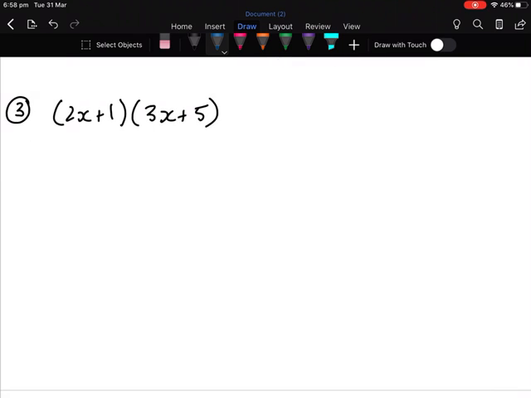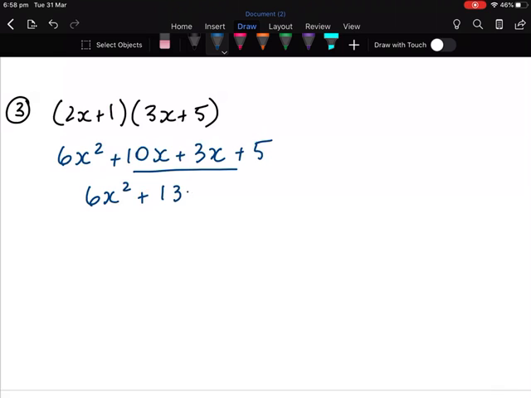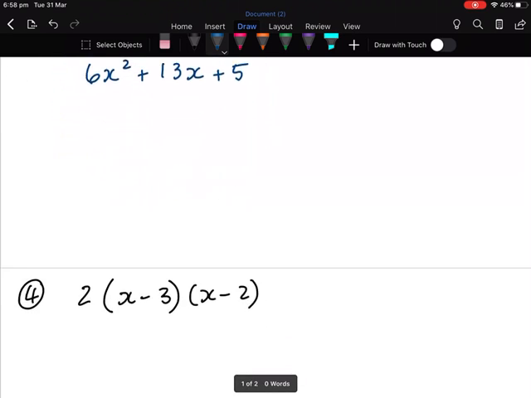Next one. This is the same, except now we've got a coefficient in front of the x. So we've got 2x times 3x, which is 6x squared. Then we've got 2x times 5, which is 10x. 1 times 3x, which is 3x. And 1 times 5, which is 5. Again, we've still got like terms there, so that becomes 6x squared plus 13x plus 5.